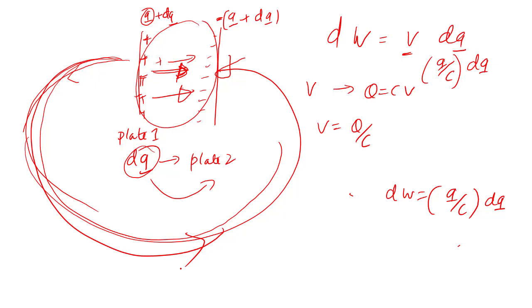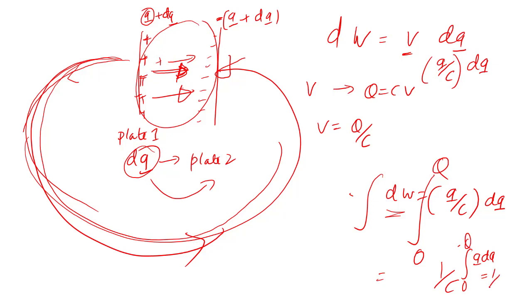So if I calculate, going from 0 to q, what is the total work done? Then I can see that it is 1 over C, integral of q dq, from 0 to q, which is 1 over C times q squared by 2. Right? So I'm doing work of 1 over 2C times q squared, right?